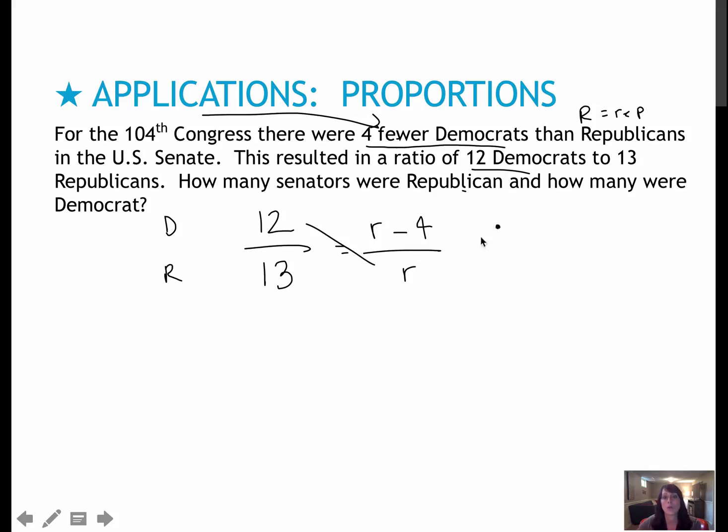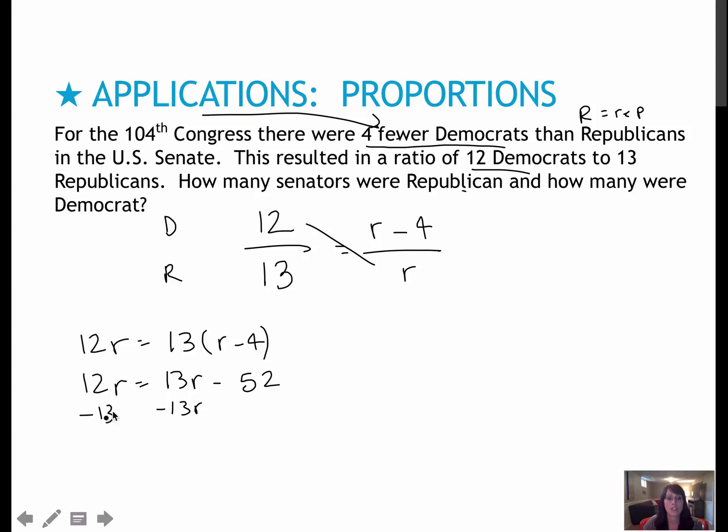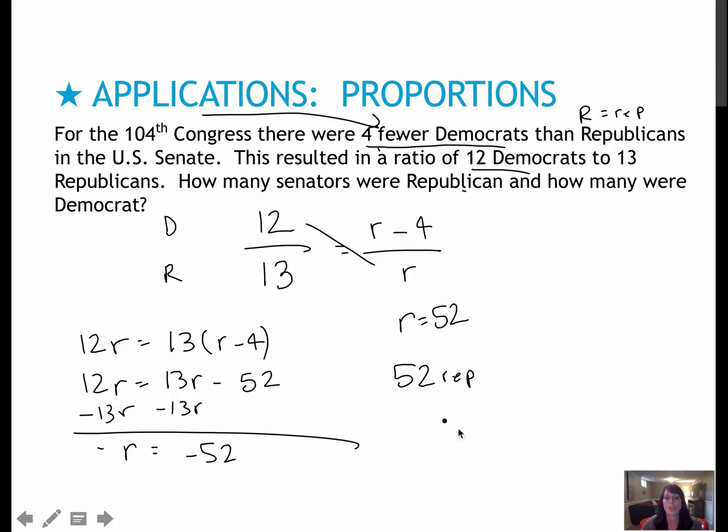And of course, I would then cross multiply and get 13 times R minus 4. And that would leave me with obviously some negative values, which again, not too concerned about. Negative R is negative 52, which means R is 52. So what does that tell me? That there were 52 Republicans and 4 fewer Democrats, which means 48 Democrats.